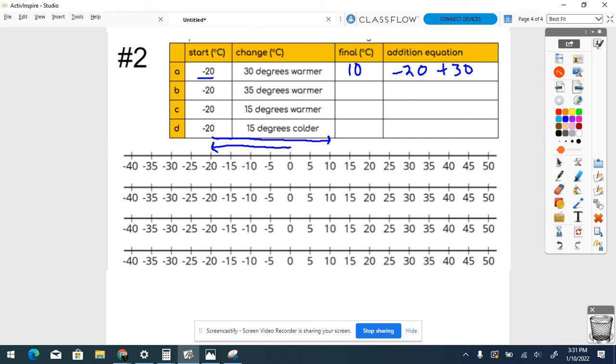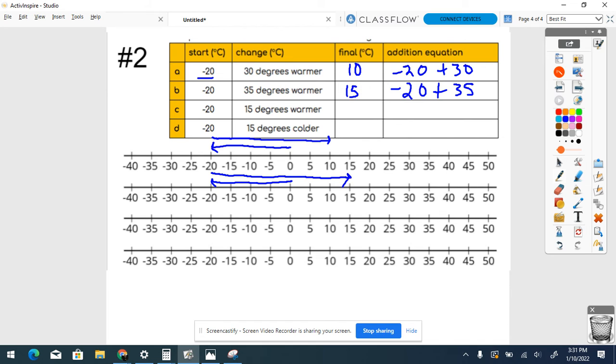All right, letter B. So I'm starting at negative 20. I'm getting 35 degrees warmer, so my temperature is increasing if it's getting warm outside. So I'm going to add 35. So I'm going to negative 20. Now I'm adding 35. So 5, 10, 15, 20, 25, 30, 35. And my second arrow points to 15.